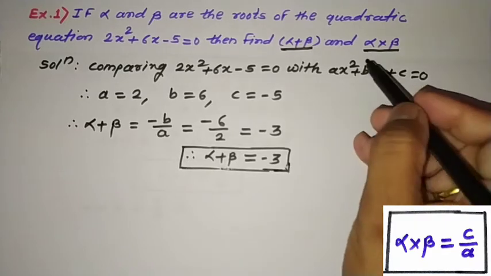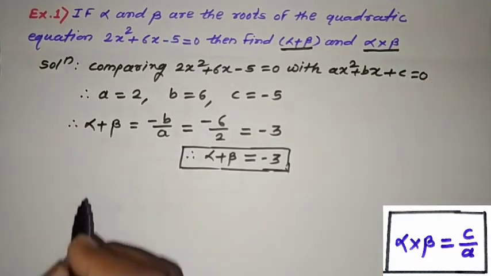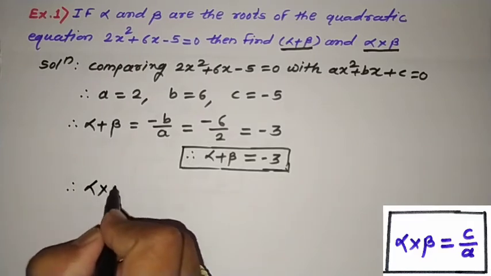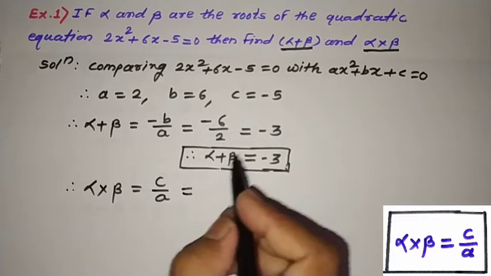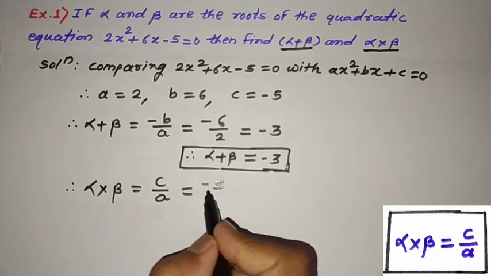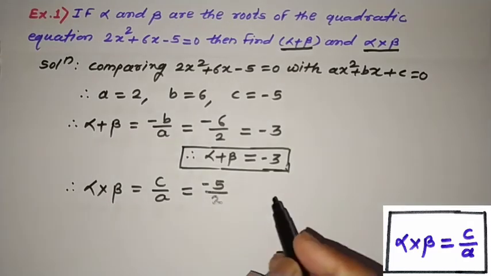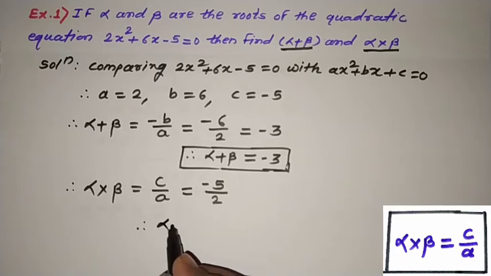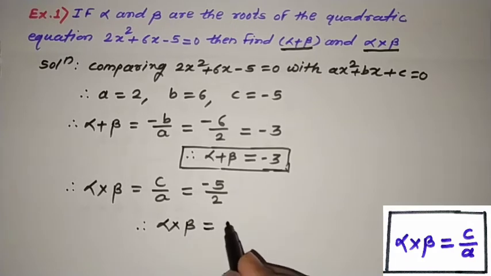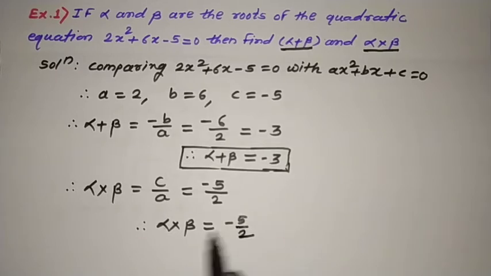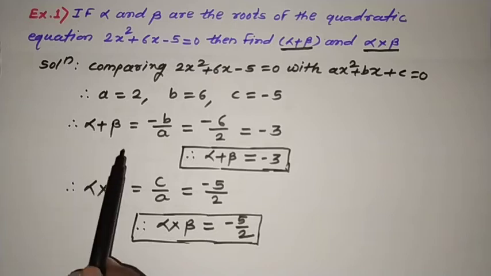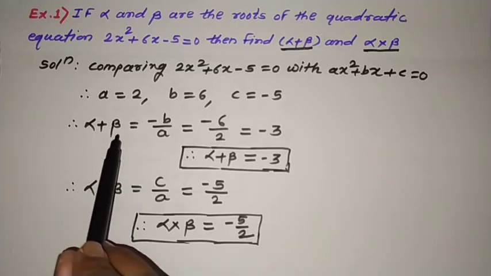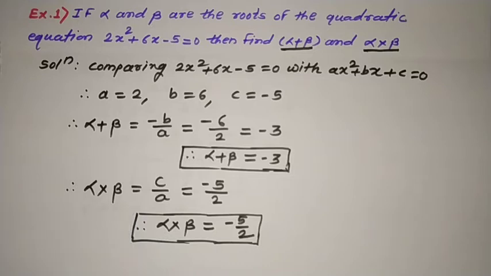Find the next value. The product of two roots, alpha into beta, is equal to c upon a. C is the constant term, minus 5, upon the value of a, which is 2. Therefore, the product of two roots is equal to minus 5 upon 2. In this way, solve the above example. Use the formula of the sum of two roots and the product of two roots.